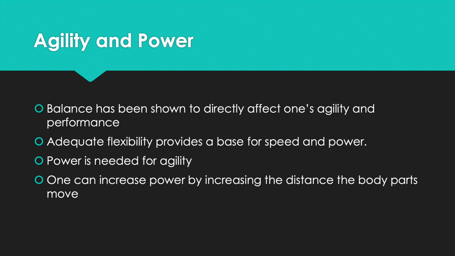We also have agility in its relationship with power. We know that balance has been shown to directly affect one's agility and performance. And we also know that adequate flexibility provides a base for speed and power. The greater the flexibility one has, the more power they are able to produce compared to somebody with restricted flexibility. We also know that the greater the power, the more quickly an athlete can move. Power is needed in order to be able to achieve agility. One can increase power by increasing the distance the body parts move.